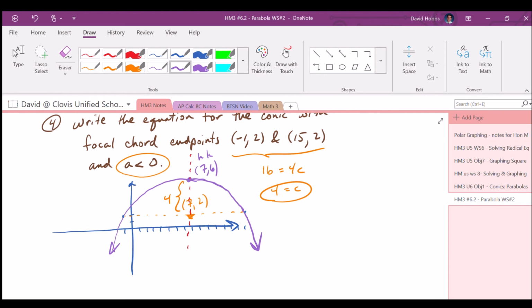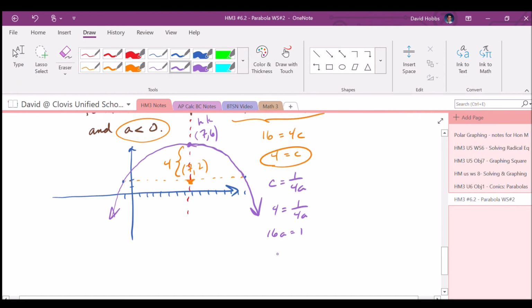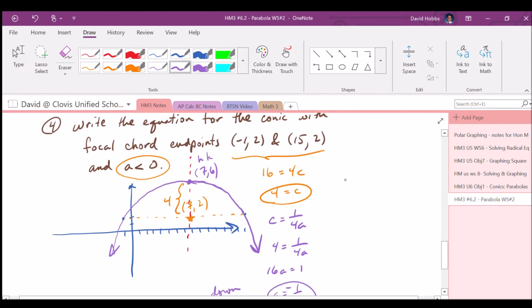And let's see, I also know what my C value is right now too. So again, C equals 1 over 4A. So 4 equals 1 over 4A. So 16A equals 1. A equals 1/16, but this one's going down. So A is negative 1/16. Okay, so I think I'm ready to write it.